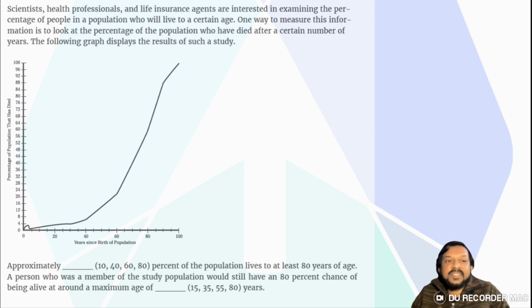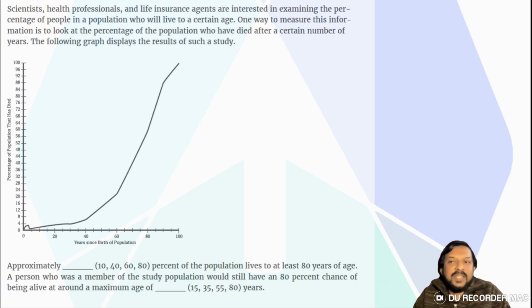All right, let's see what it talks about. It says scientists, health professionals and life insurance agents are interested in examining the percentage of people in a population who will live to a certain age. That means we are talking about the relationship between the percentage of the population who die and the age of the person. One way to measure this information is to look at the percentage of the population who have died after a certain number of years. The following graph displays that result.